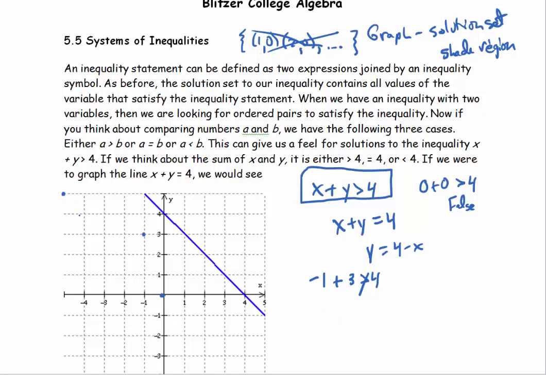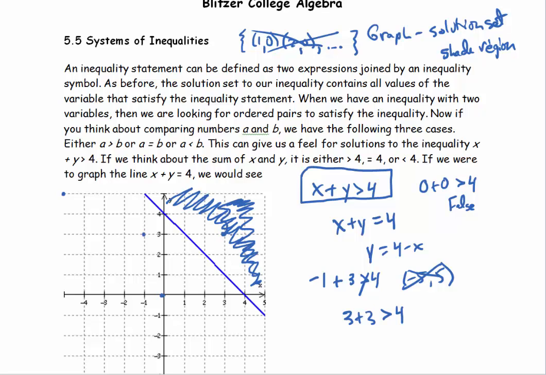Maybe you think if I make my number large enough, it might work. Well, there's the point negative 5, 5. Again, if I add those together, I still have a sum that's less than 4, so that doesn't work either. If I were, on the other hand, to pick a point on the right side, say the point 3, 3, and substitute in, 3, 3 does satisfy my inequality, so that is on the correct side. So the solution set for my inequality would be all of these points on the right side of my boundary line.